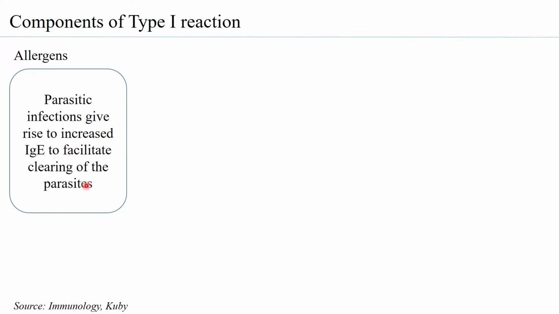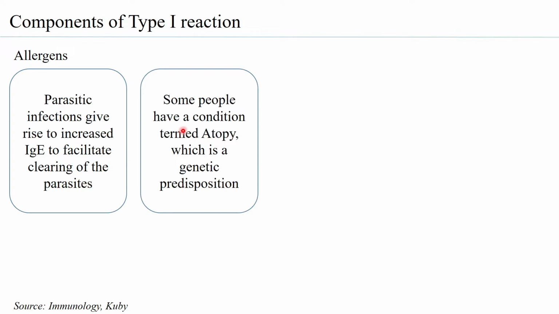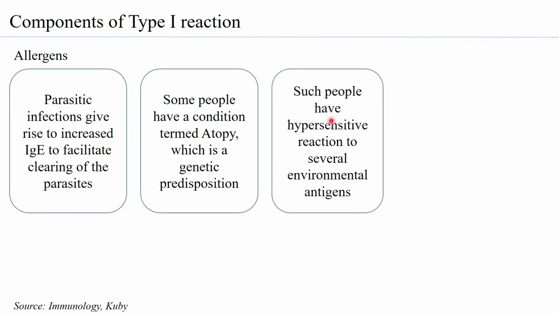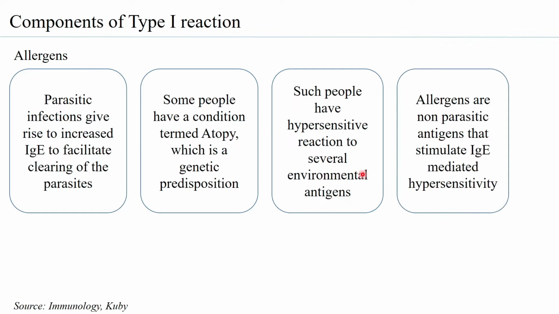What is also observed is that certain people have a condition termed atopy. What does that mean? It means that such people have a genetic predisposition towards a particular antigen, so they respond to it much faster than other people. Such people are associated with hypersensitive reactions, not to parasitic infection but to several environmental antigens. Allergens are non-parasitic. Therefore, if you have to define allergens, they are non-parasitic antigens.